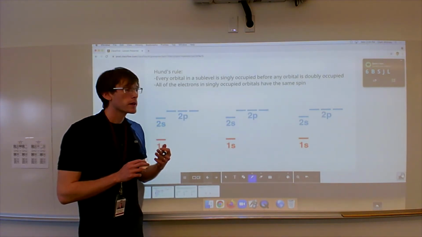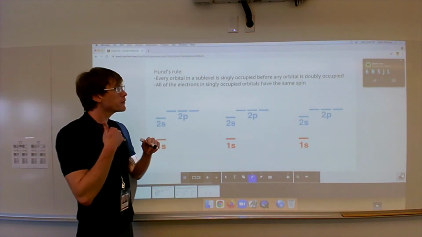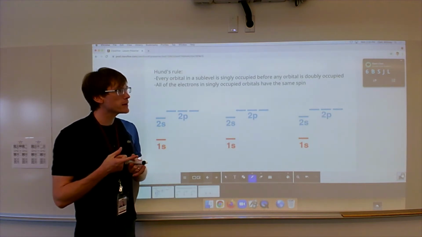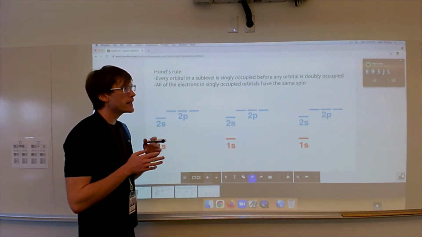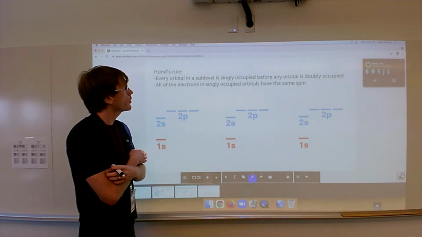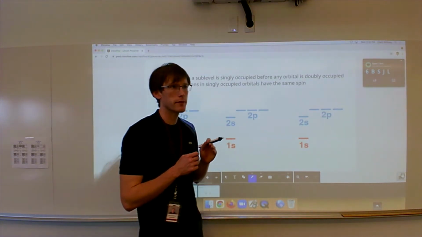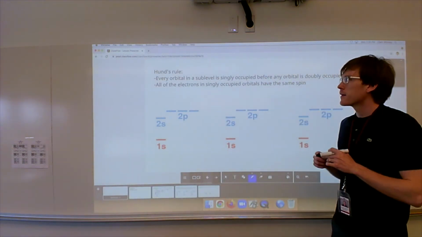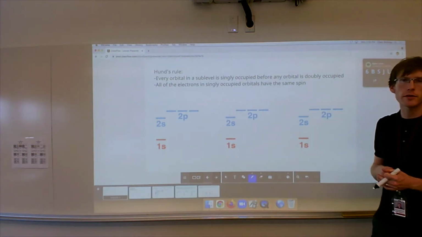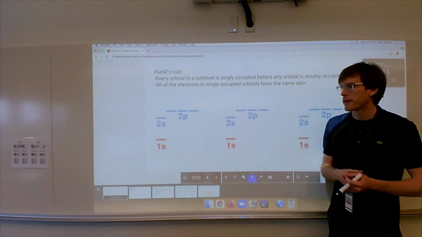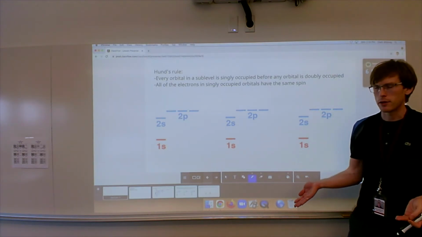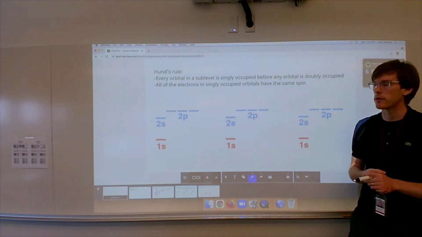Next is Hund's rule, and this states that every orbital in a sublevel will be singly occupied before any orbital is doubly occupied. And it also says that all the electrons in singly occupied orbitals will have the same spin. Now, the second thing, you pretty much have to memorize it. Just remember that all spin will be up or all spin will be down.